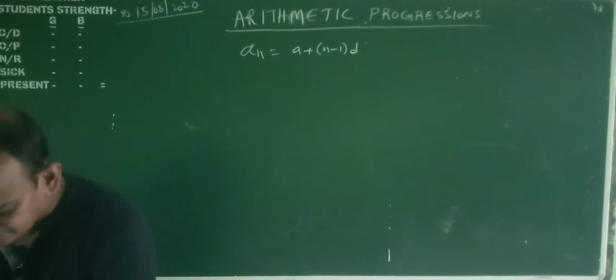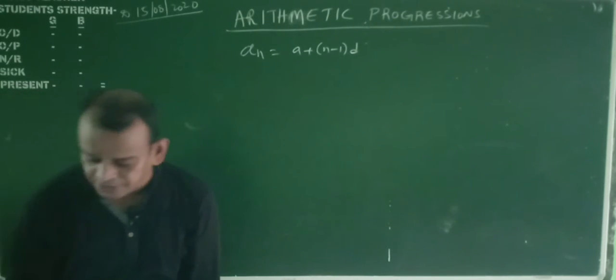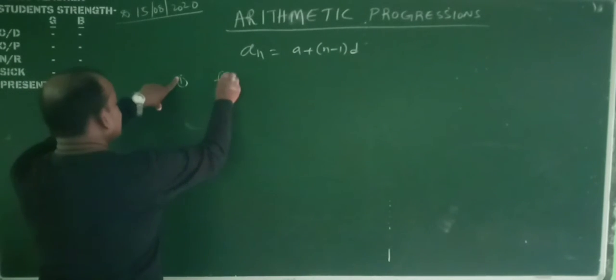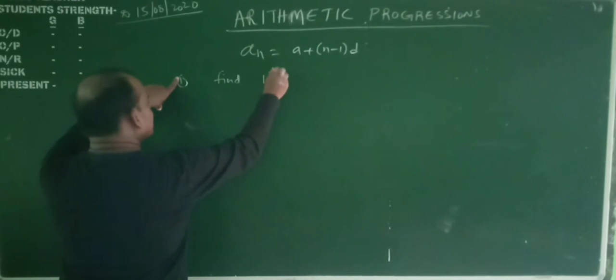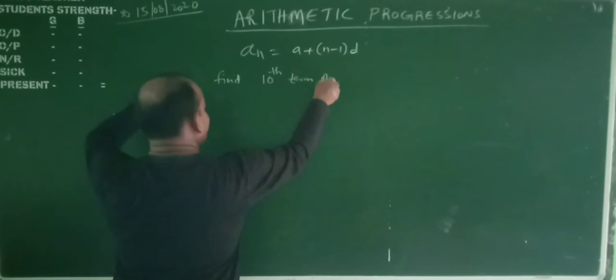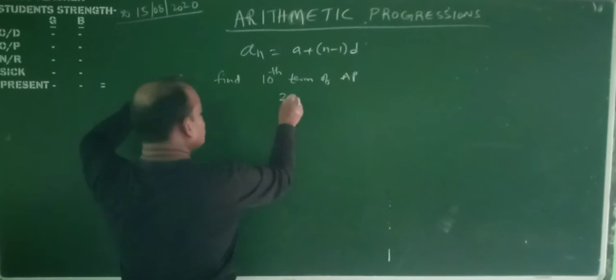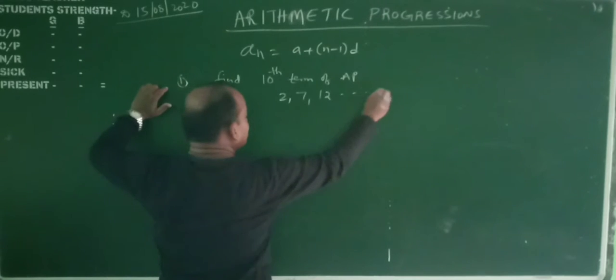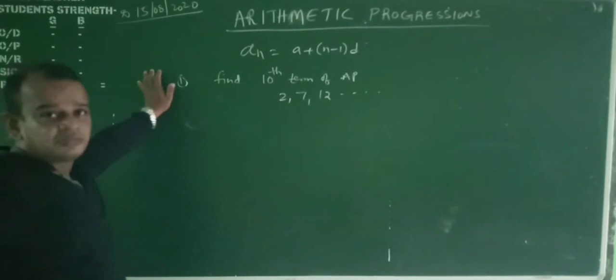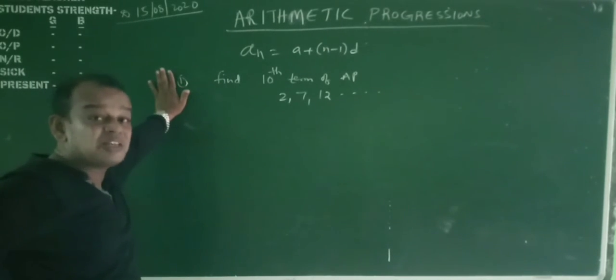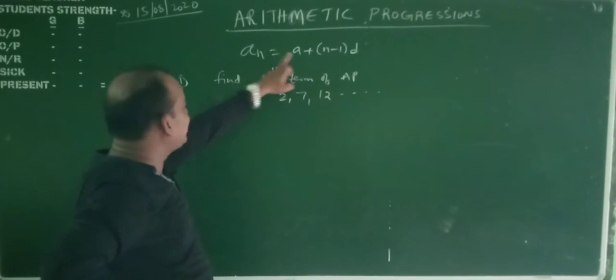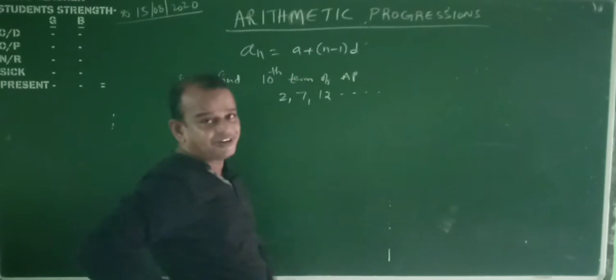Find the 10th term of the AP. First question. Find the 10th term of the AP 2, 7, 12, and so on. 10th term means A plus 9D. The nth term formula is A plus n minus 1 D. The 10th term is A10, and 10 minus 1 is 9, therefore A plus 9D.